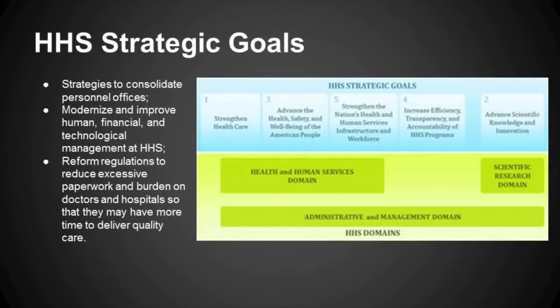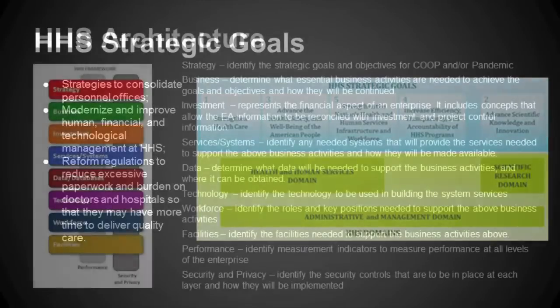HHS Strategic Goals. In addition to the legislative actions, the HHS Strategic Plan, as demonstrated by the infographic on the right from the HHS website, shows the relationship of where the HHS domain, scientific research, and the strategic goals for HHS fall into play. Goals focused on reducing excessive paperwork by digitizing records and turning the focus back to patient care are extremely important cornerstones of the HHS department.